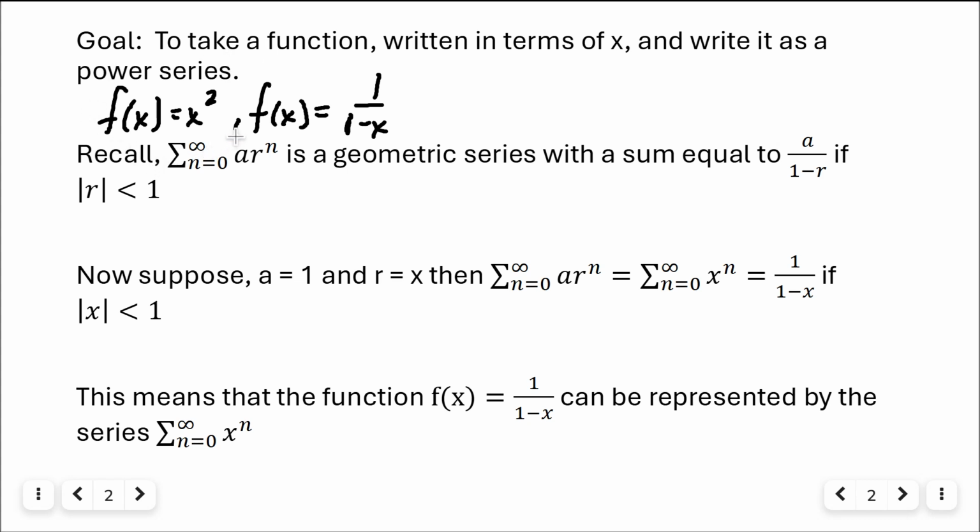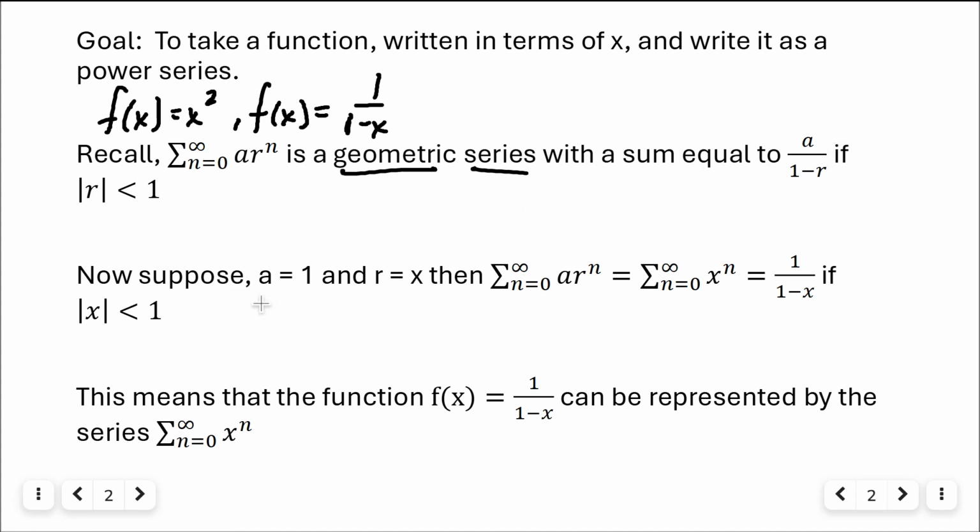All right. And the way we're going to do that is we're going to use the concept of a geometric series. So we know that the sum from n equals 0 to infinity of a times r to the n is geometric. And its sum is equal to a over 1 minus r as long as the series converges, right? And that series will be convergent if r happens to be a number between -1 and 1, or the absolute value of r is less than 1. Okay? So here's what we're going to do.